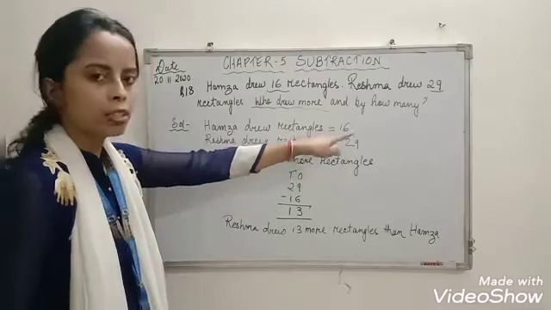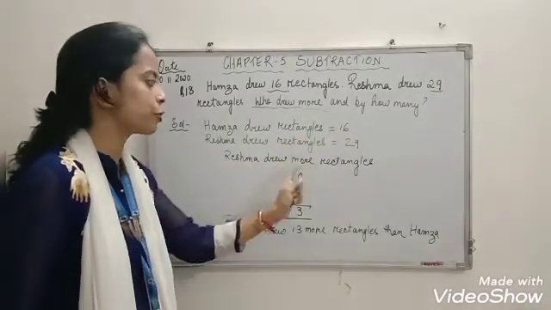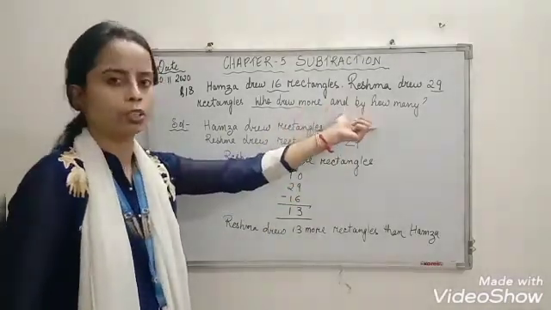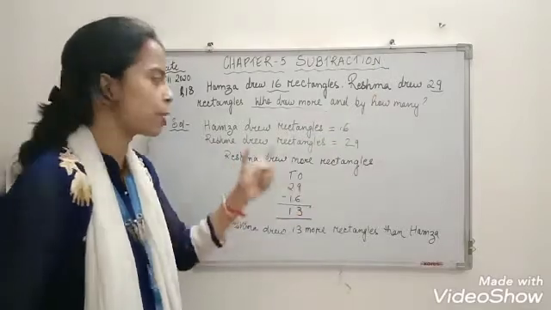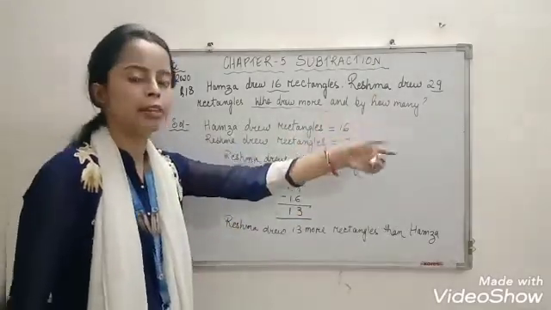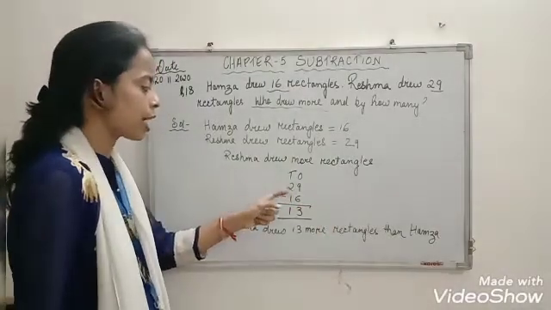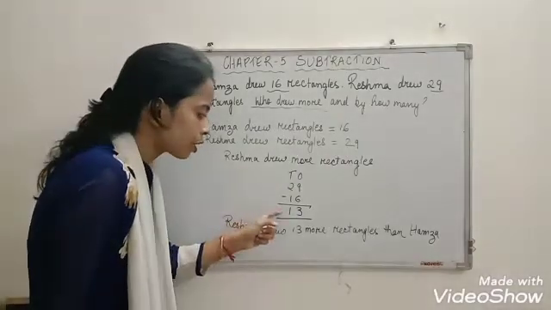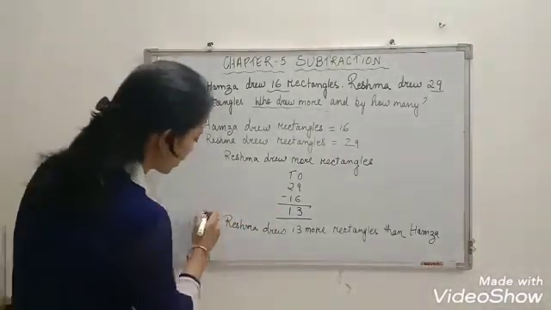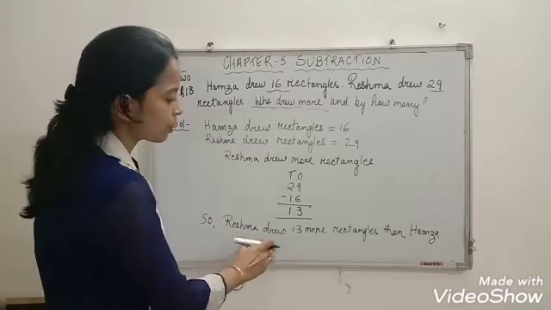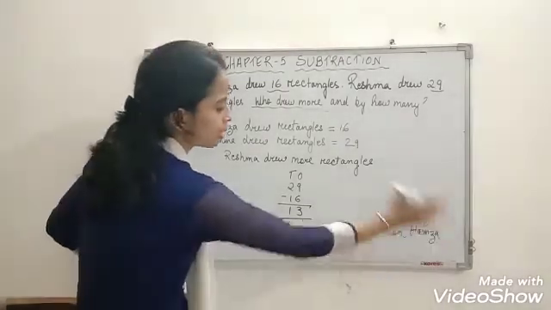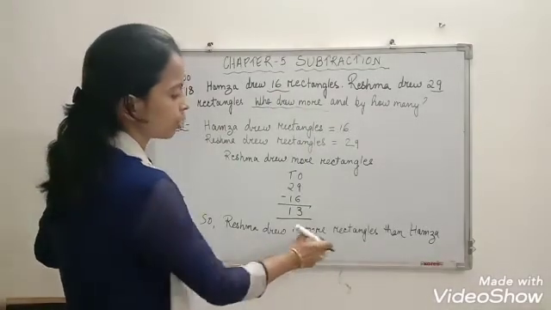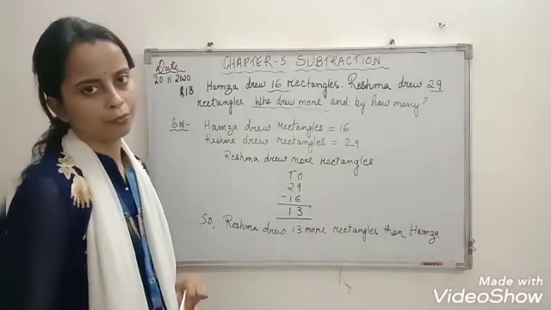So who drew more? By seeing the number we can say that Reshma drew more rectangles. Yes, because 29 is greater than 16. Now another part of the question, by how many? How many more did Reshma draw than Hamza? To find out how many, we have to subtract 29 minus 16. When we subtract, we get 13. So here we will write, Reshma drew 13 more rectangles than Hamza.